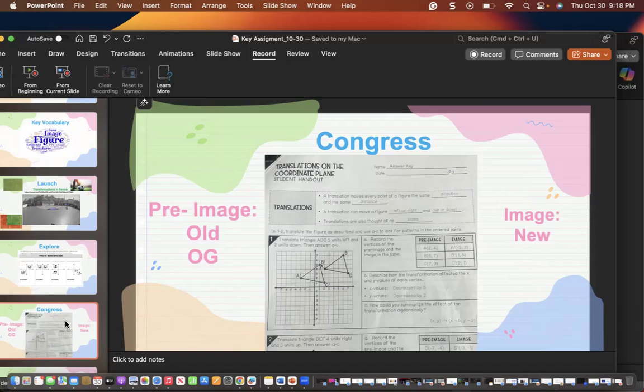And then we went into congruence and talked about definitely more vocabulary, because that's very important. But also pre-image and image are very important. Pre-image is our original coordinates and image is our new coordinates. So we phrase the pre-image as the OG, and then we have the new image. And our scholars really did enjoy that, and that's something that they notice right away. Okay, here's the OG, here's the image. That helps them throughout each transformation.